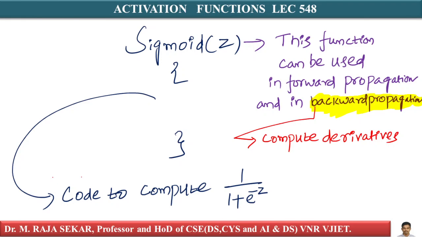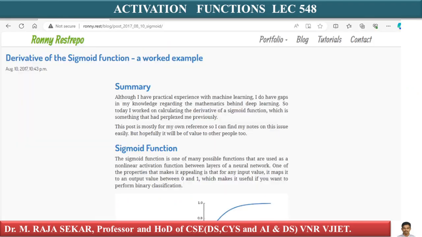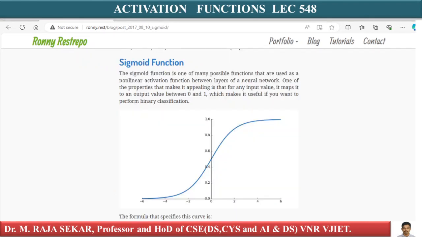Again, there is a nice blog that I refer to. Just go through this blog. Very, very nice blog. So this is how the sigmoid function looks, and it goes from minus infinity to plus infinity, and the maximum value is 1 and minimum value is 0.